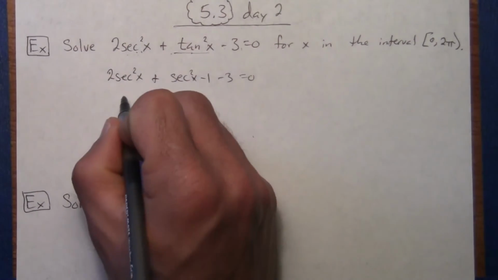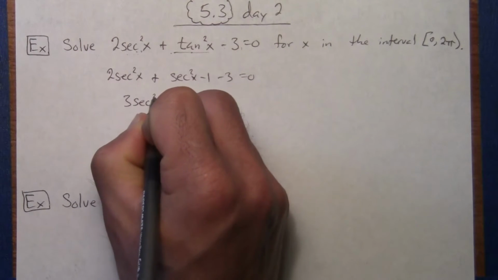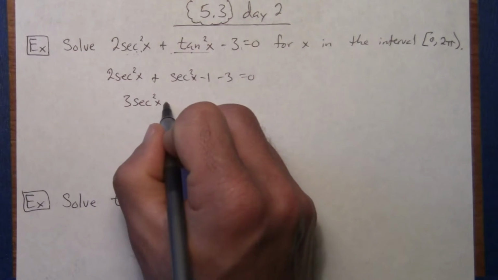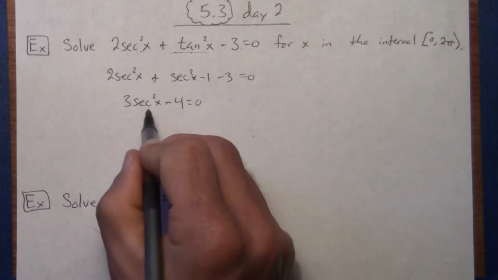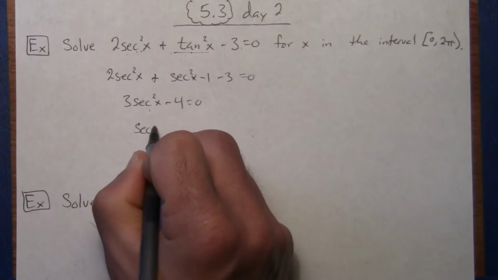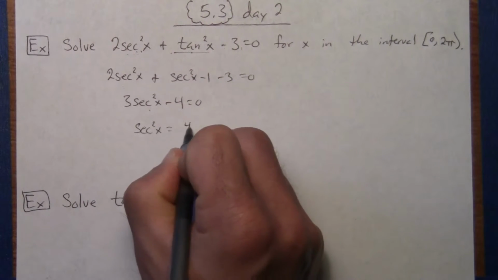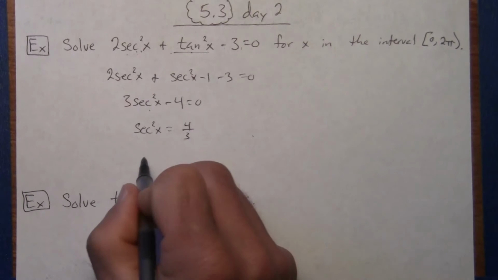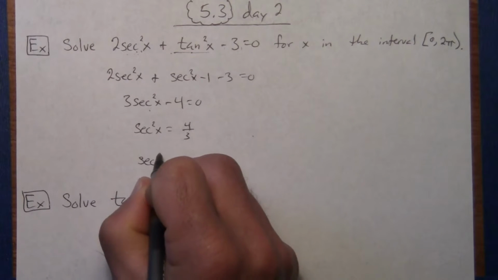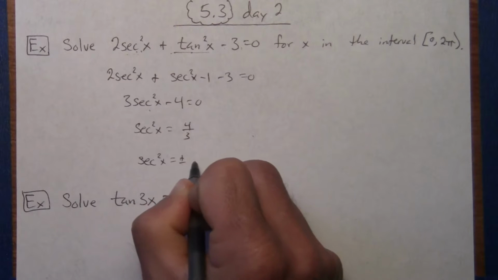Alright, combine like terms, that means I have 3 secant squared of x. Combining those, I have a minus 4 equals 0. Solve for the secant squared. So I would have to add 4 and divide by 3. Take the square root of both sides. So don't forget your plus or minus.